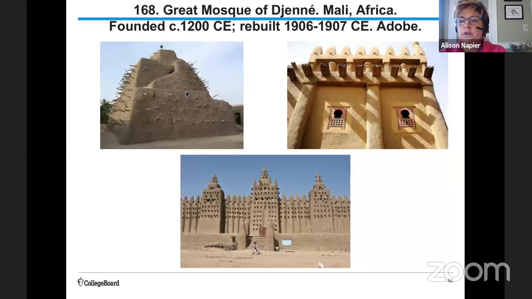Comparing it to local architecture, you can see that this is not just a style used for the mosque, that we see that this mud, adobe, earthen construction is indigenous to the region. So the appearance of the construction, again, continues a long history of mud masonry.